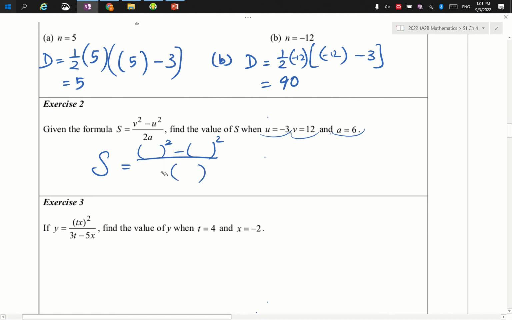2a. This is what I want you to start off with. So can you please write this down first? I want to see all the brackets. I want to see the square that is outside the bracket. Extremely important that you follow this. Once you're done with this, fill in the blanks. V change to 12. U change to negative 3. Finally, A is changed to 6. Then use your calculator. Key in exactly what you have written.